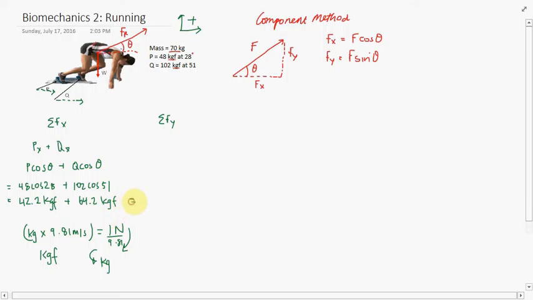So this gives me a total force acting in the x direction, or the horizontal direction, of 106.6 kilograms of force. I do the same for my components of y, so I look at the component of P acting in the y direction, the component of Q acting in the y direction, and any other force, which in this case would be W.